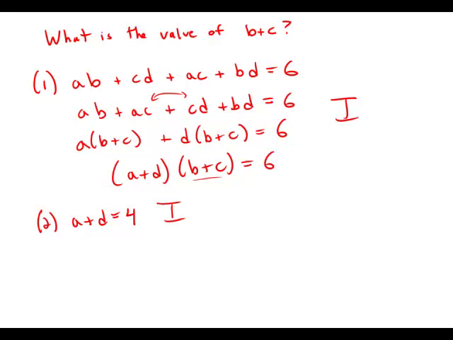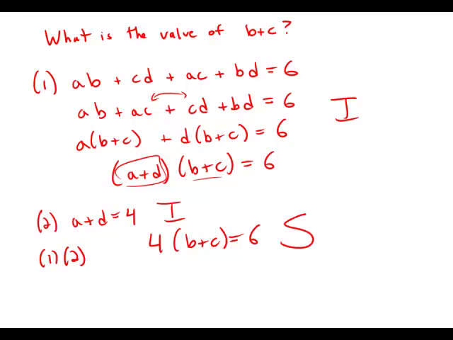But you see where this is going. Now we combine the two statements. Well, now if we know that A plus D equals 4, then we'd get 4 times B plus C equals 6, and we could solve for B plus C. So combined, the statements are sufficient. This means the answer is C.